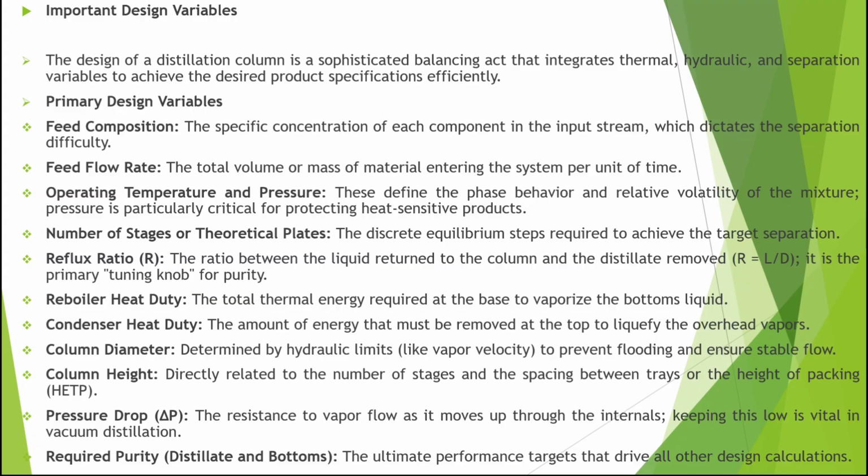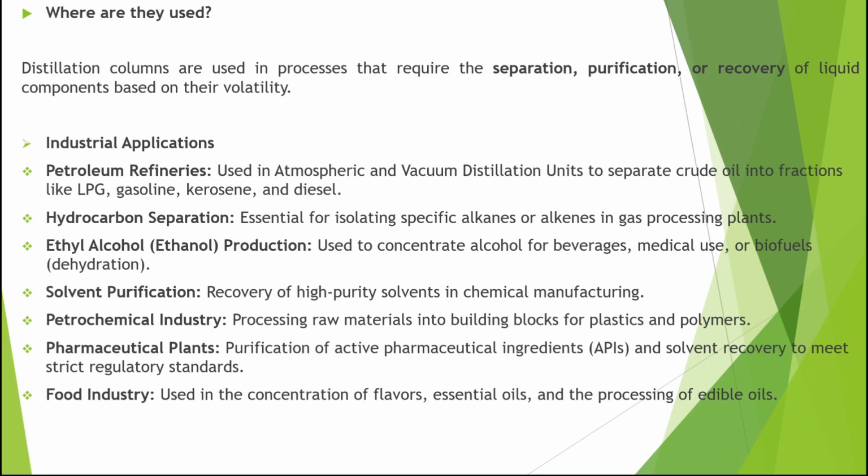Important design variables. The design of a distillation column depends on several variables. Some important variables are feed composition, feed flow rate, operating temperature, pressure, number of stages, reflux ratio, reboiler heat duty, condenser heat duty, column diameter, column height, pressure drop, and required product purity, as these variables affect the efficiency and cost of the separation.